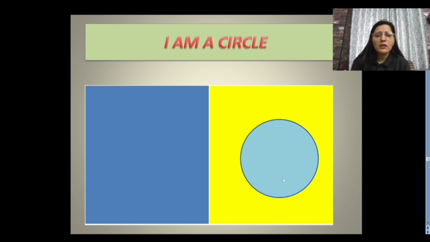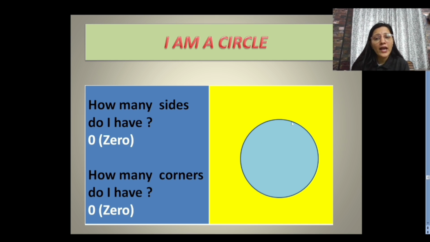Okay, please tell me, is there any sharp edge in this circle? And the answer is no. There is no sharp edge in a circle. Okay, and if we are not having any sharp edges, that means no corners, that means no line joining any corners, that means we are having 0 sides in a circle. Okay, so the answer is 0 sides and 0 corners in a circle.